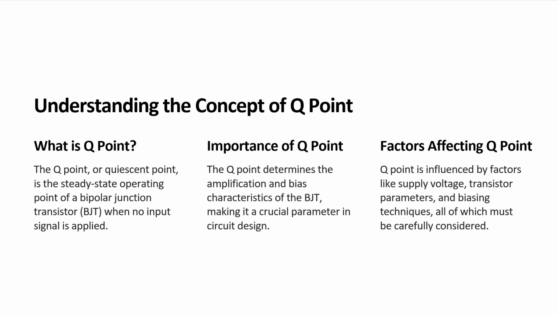The factors affecting the Q point. What are the factors affecting the Q point? The Q point is influenced by factors like supply voltage, transistor parameters, and biasing technique, all of which must be carefully considered.